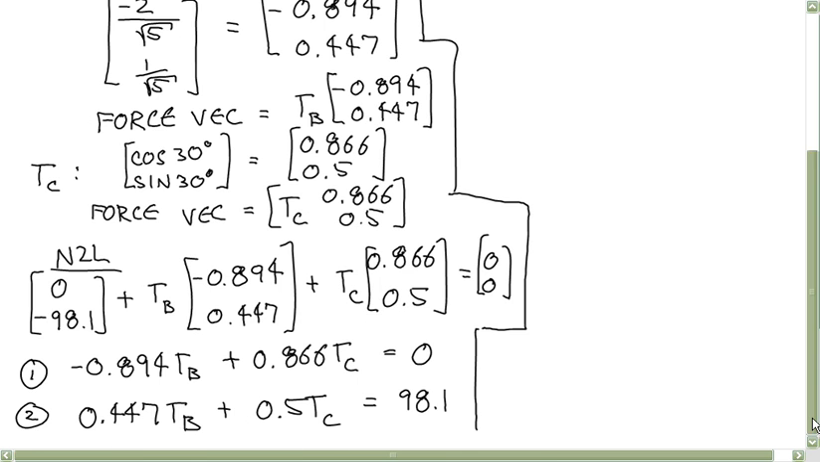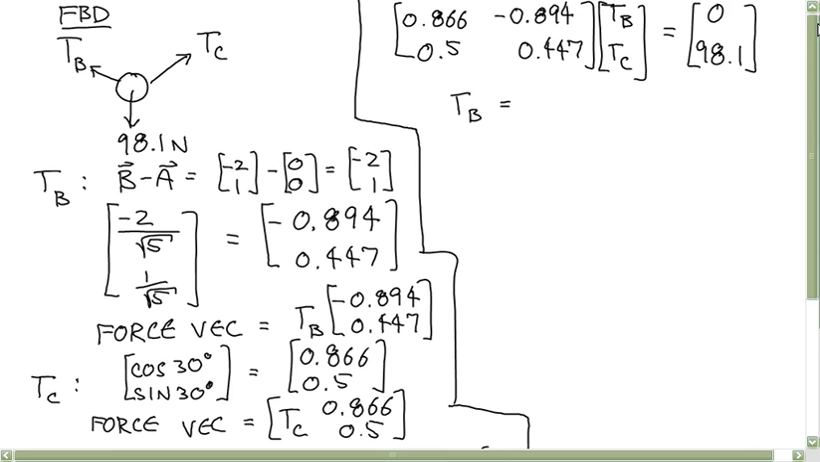did I write this right? Yes, that should be right. Okay, so TB is equal to 101.85 newtons, and TC is equal to 105.15 newtons.